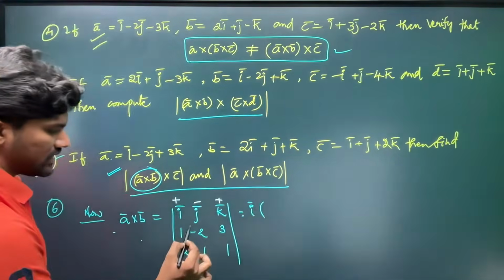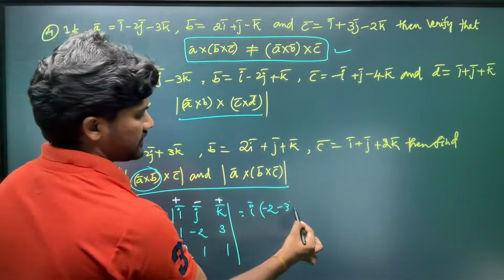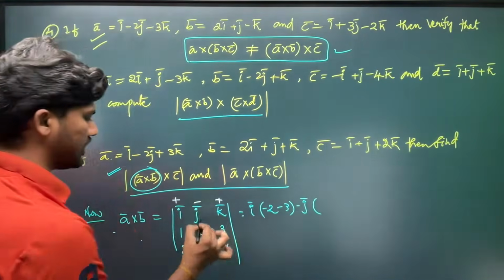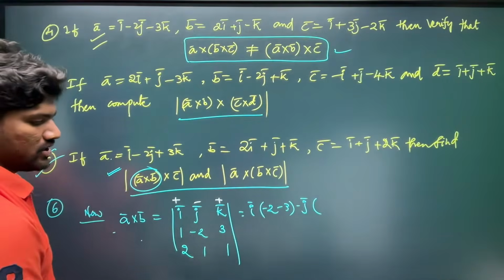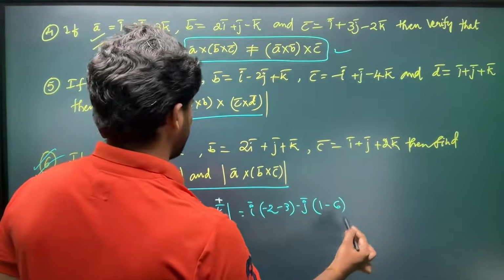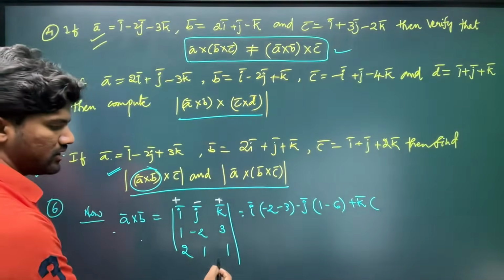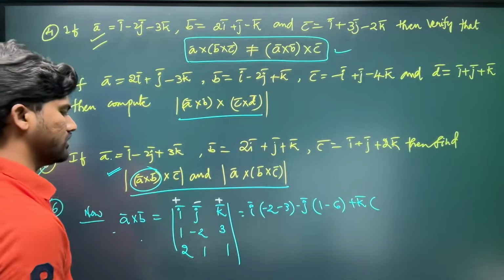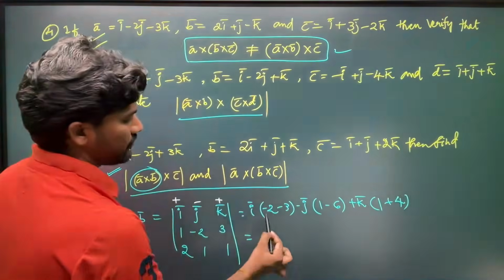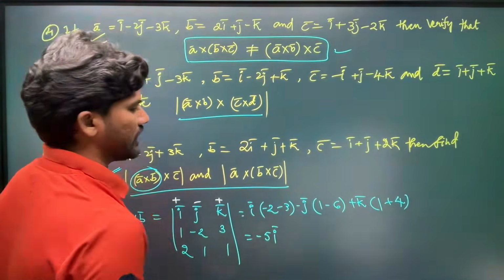Delete that row and that column, then you will get 1 into -2 minus 1 into 3, which is -5. Clear. Next, minus j bar. First row second column cancel, then 1 into 1 minus 3 into 2, which is 1 minus 6. Next, plus k bar: delete first row and third column, then 1 into 1 minus 2 into -2, which is 1 plus 4. Therefore minus 2 minus 3, this is equal to minus 5 i bar.